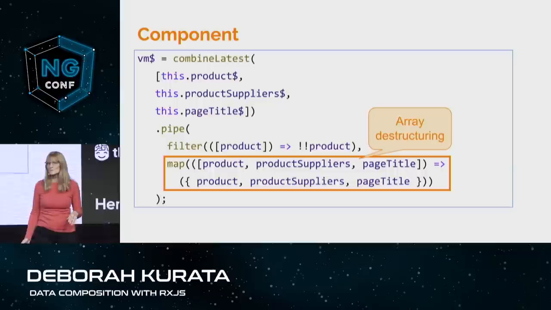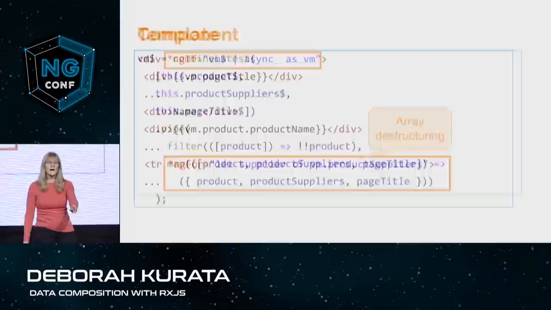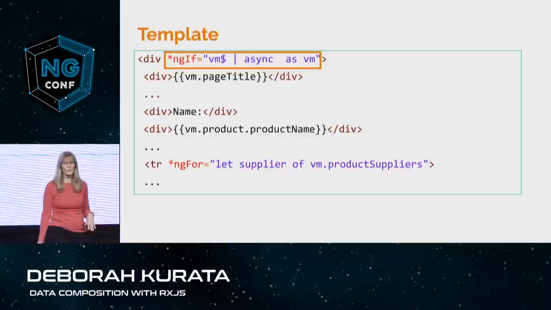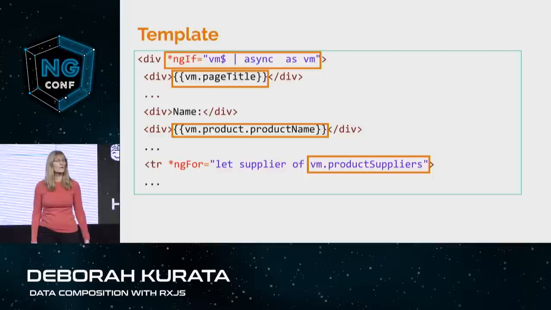Then because we've taken every stream that our view needs and put it into one, our template only needs 1 async pipe. And every time the user picks something different in our list component, our detail component will adjust accordingly. And here we access each one of the properties, page title, product, and product suppliers.